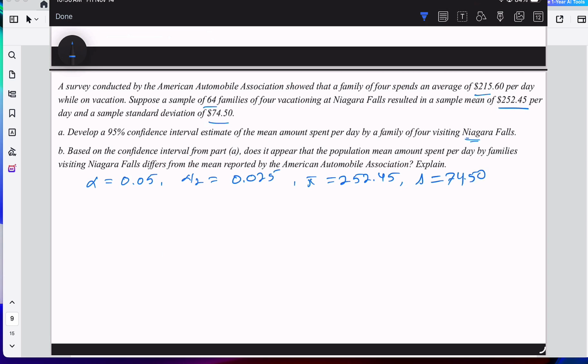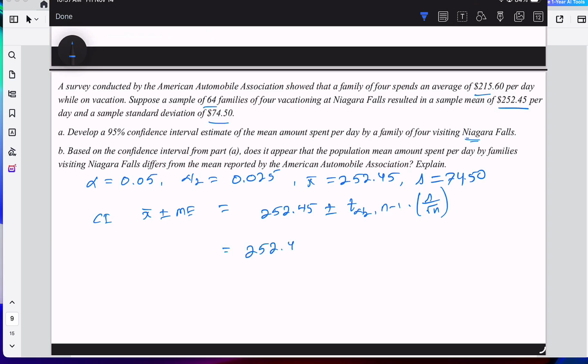So to build a 95% confidence interval estimate, we will take our sample mean and add and subtract the margin of error. Our sample mean is 252.45 plus or minus. We will be using the t distribution with the degrees of freedom n minus 1. So the t with tail area alpha by 2 and degrees of freedom given by n minus 1, times the standard error of the mean, which will be our sample standard deviation divided by the square root of the sample size.